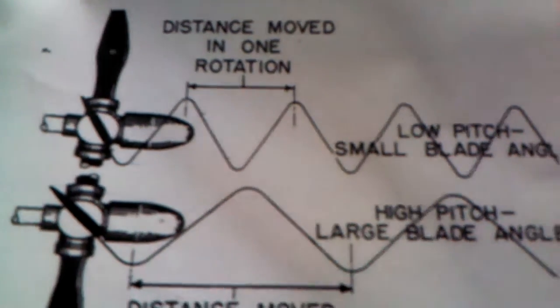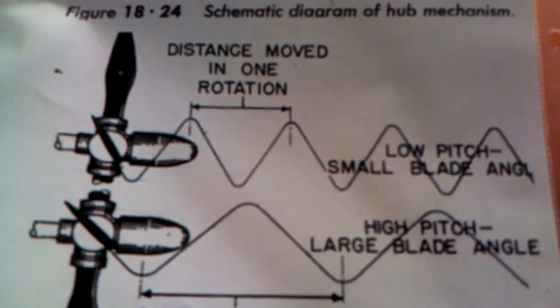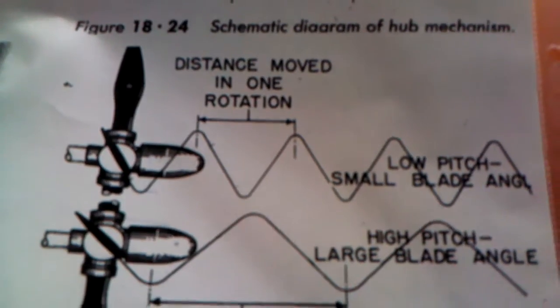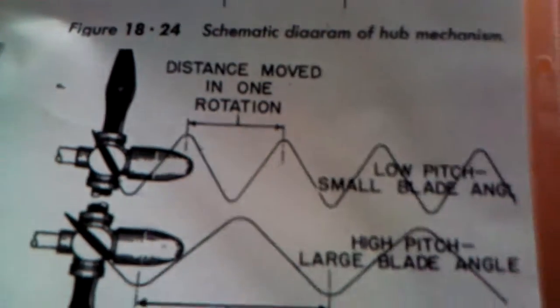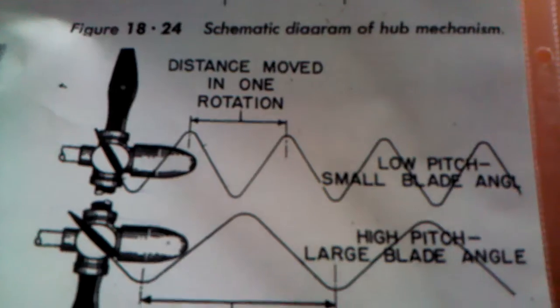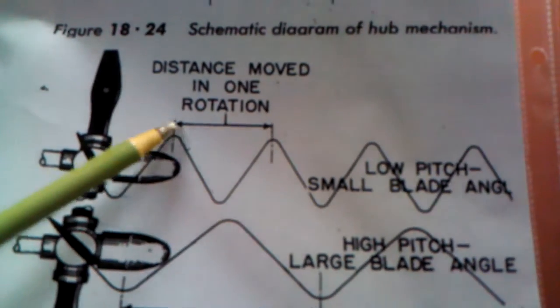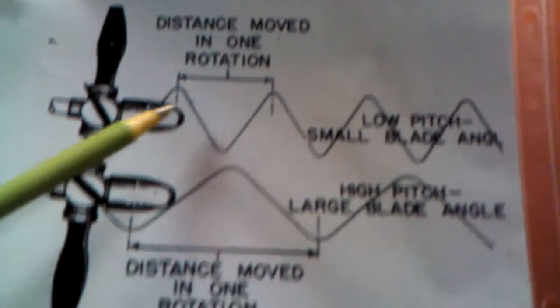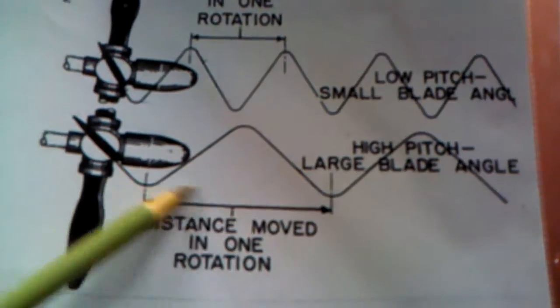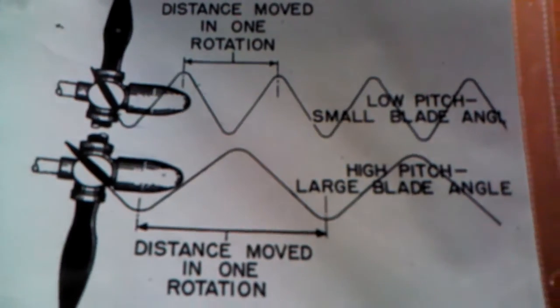So we've been talking about the pitch of the blade, or the blade angle, called the pitch of the propeller, and how that affects the distance that it travels forward in one rotation. A lesser pitch means that it will travel less distance per rotation. The greater pitch will give it a greater distance traveled per rotation.